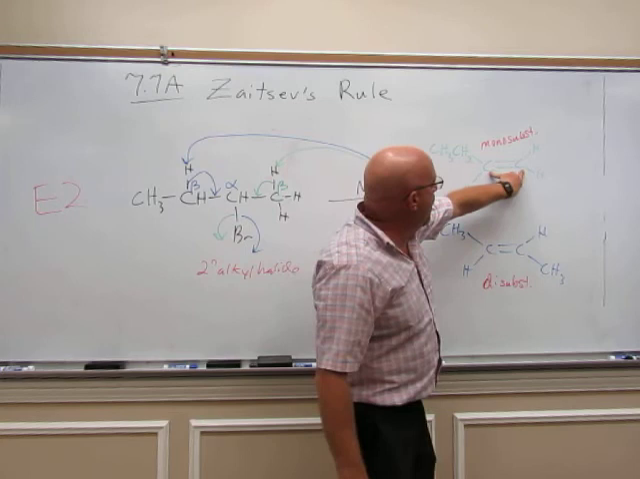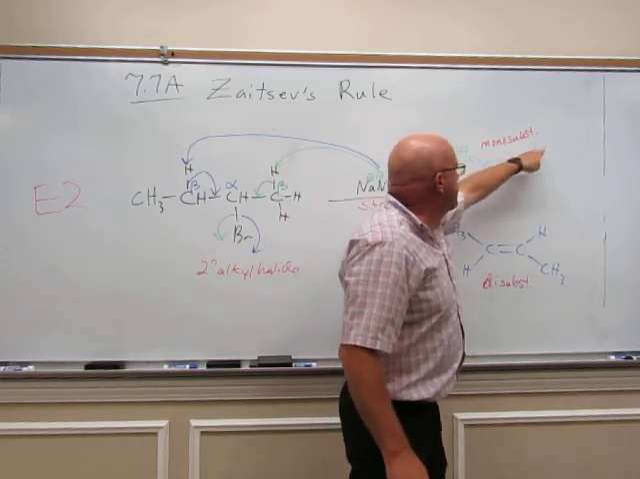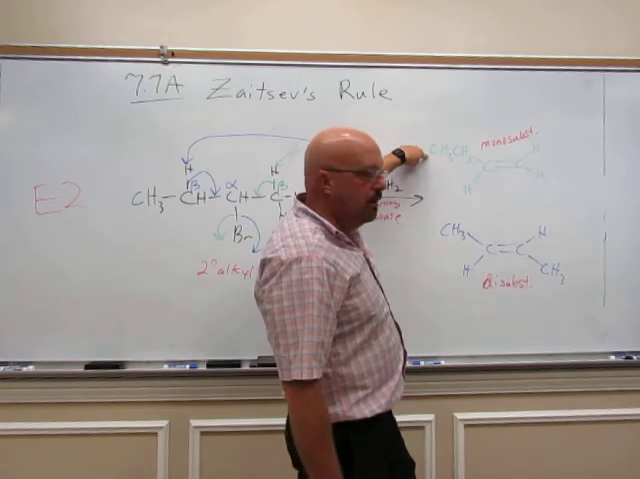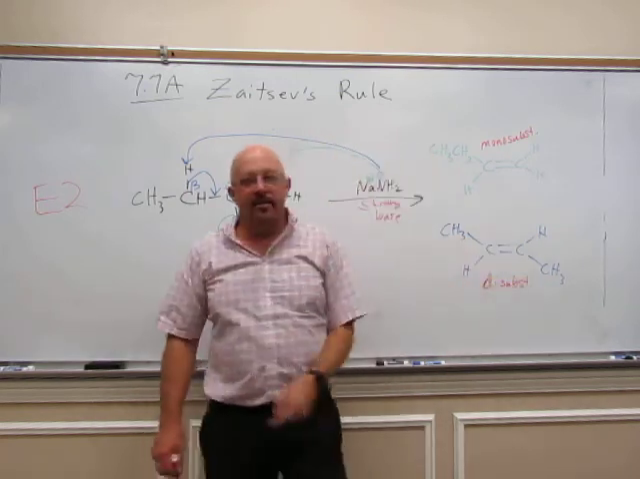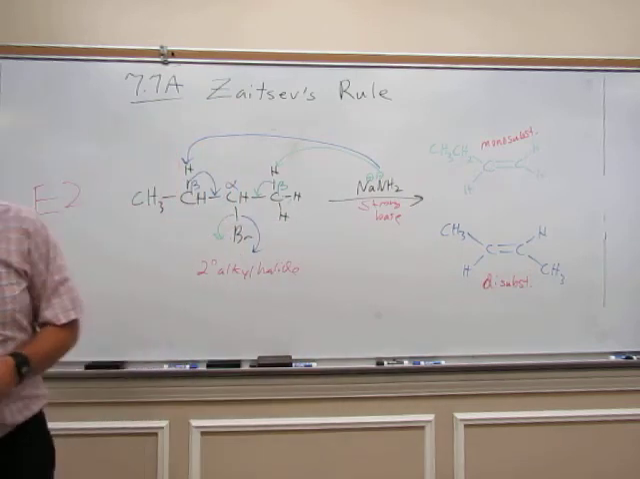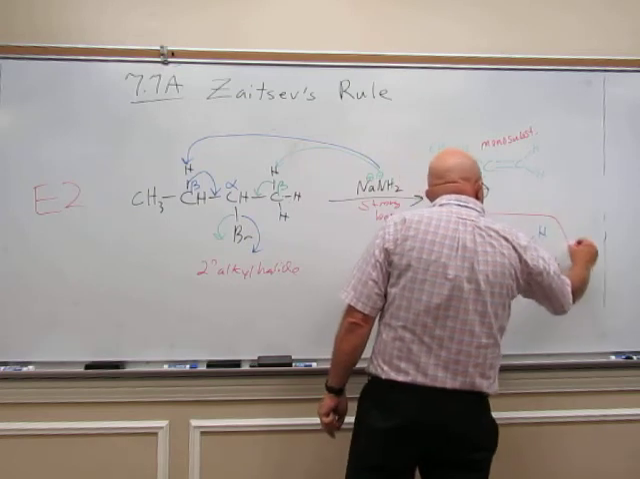Look at the double bond. See, it's got 3 on the double bond itself. There's 3 hydrogens and only 1 substituent. This one has got 2 hydrogens and 2 substituents. It's a di-substituted. Di-substituted is more stable than mono-substituted. This is our major product.